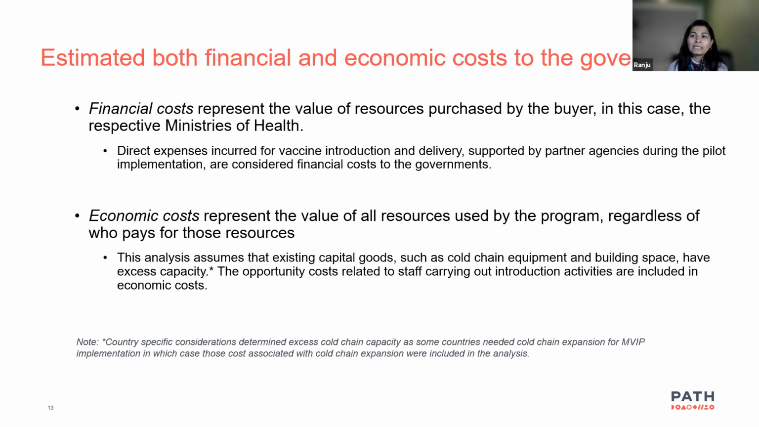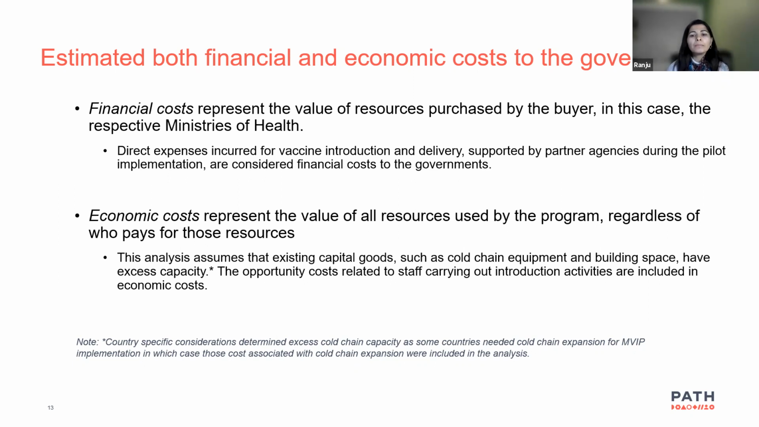We estimated both the financial and the economic cost to the government. Financial costs include the direct expenses incurred for the vaccine implementation. As I said before, the expenses supported by the partner agencies, the non-research components, were considered as financial costs to the government. For the economic cost, we included the financial cost as well as the value of the opportunity cost of resources, particularly the cost associated with the staff carrying out the introduction activities, and were included in addition to the economic cost.